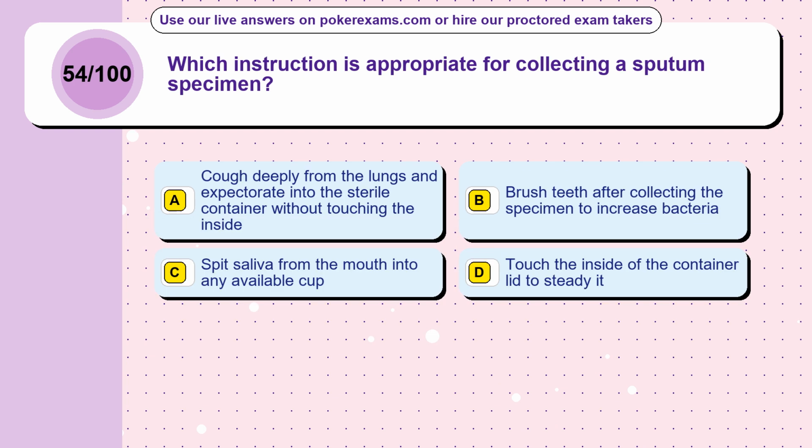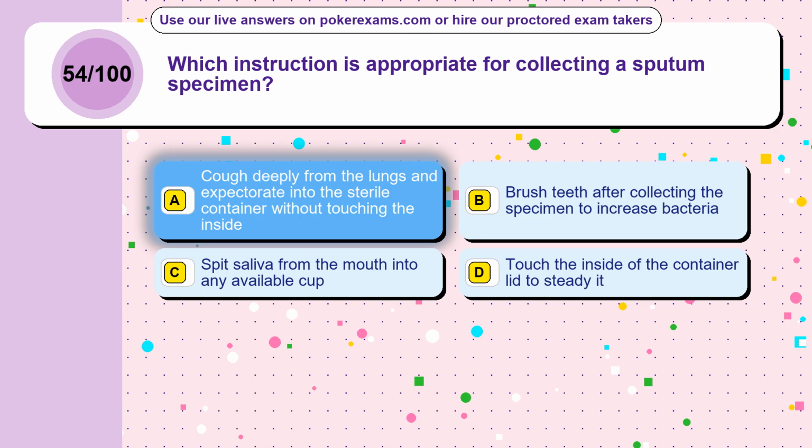Question 54. Which instruction is appropriate for collecting a sputum specimen? Option A. Cough deeply from the lungs and expectorate into the sterile container without touching the inside. Option B. Brush teeth after collecting the specimen to increase bacteria. Option C. Spit saliva from the mouth into any available cup. Option D. Touch the inside of the container lid to steady it.